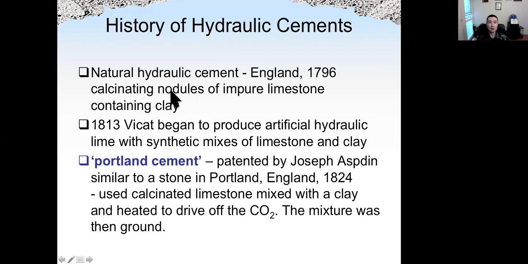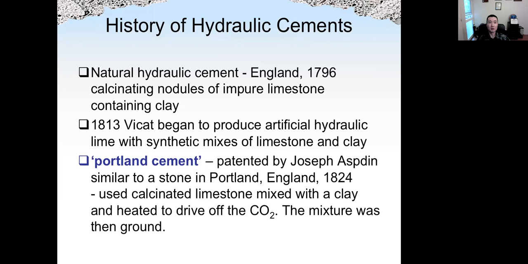So a little bit of history about modern hydraulic cement. The first natural hydraulic cement was found in England in 1796, made by calcinating nodules of impure limestone containing clay. So limestone plus clay. In limestone we have calcium oxide, and in clay we have silica and aluminum oxide. And in 1813, a French chemist, Vicat, produced artificial hydraulic lime, together with limestone and clay.